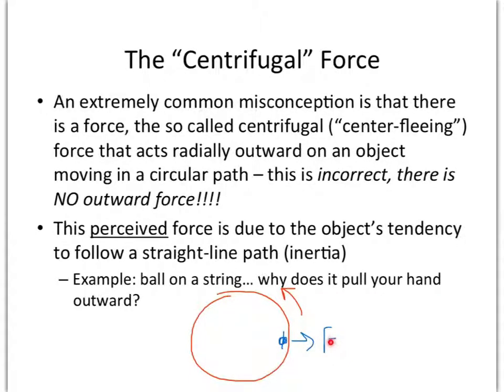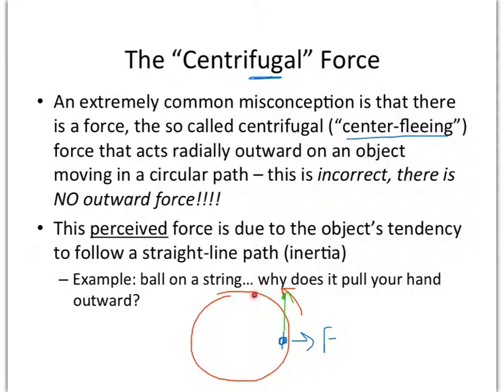This force, the centrifugal or center-fleeing force, by the way, fugal is the same root that fugitive has, and fugitives tend to flee. So this force that moves away from the center, centrifugal, it really isn't there. What's happening is that you have a tendency, I'll draw this in green actually, to want to move in a straight line, like that. That's your velocity at any one point.